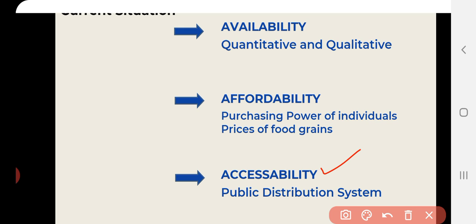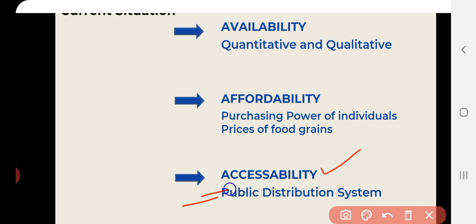It means what is the distribution mechanism, how the government is distributing these food grains among the different classes of the people, among poor, among middle class, among higher class, from where they are getting, from where they are collecting these food grains in the mechanism of the country.